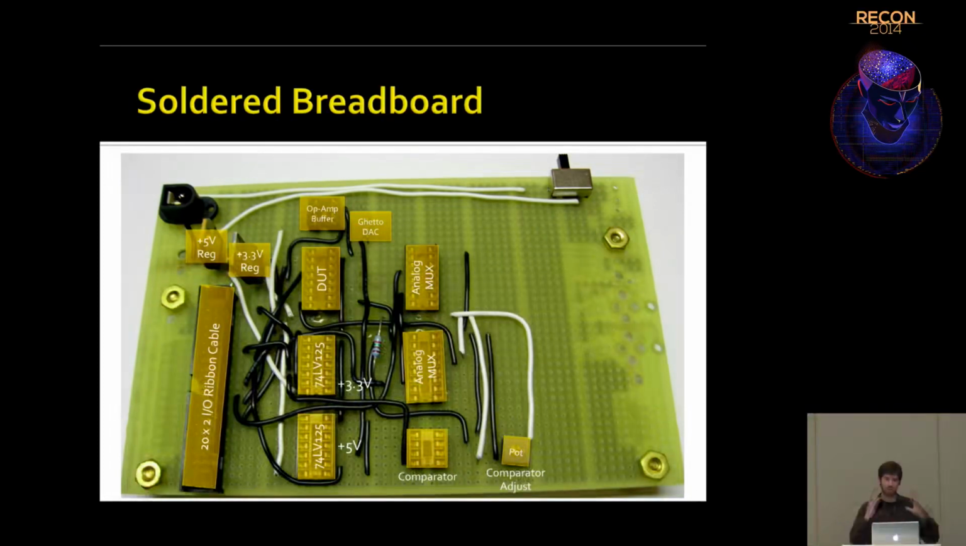And what comes out of the ghetto DAC is a varying DC voltage based on the fatness of the PWM wave. So it's simpler: if you don't have DAC or ADC hardware, just do that. And the buffer is just used to provide current sourcing ability.